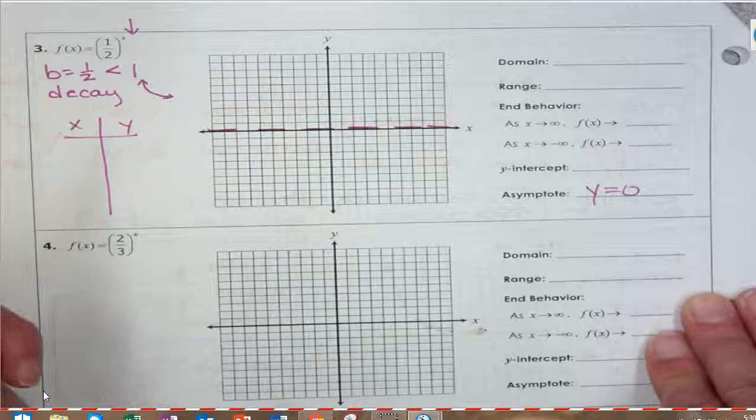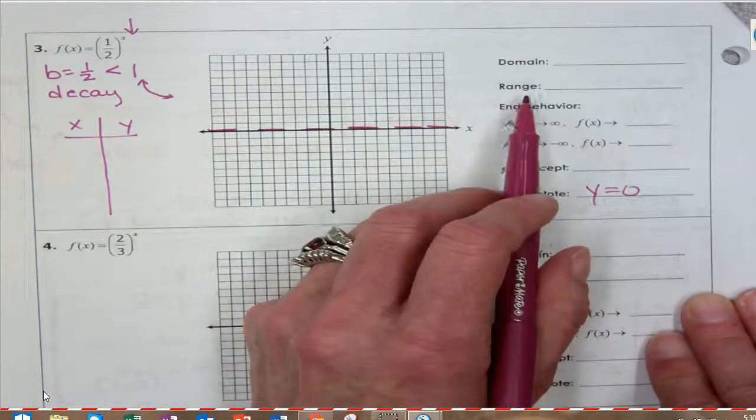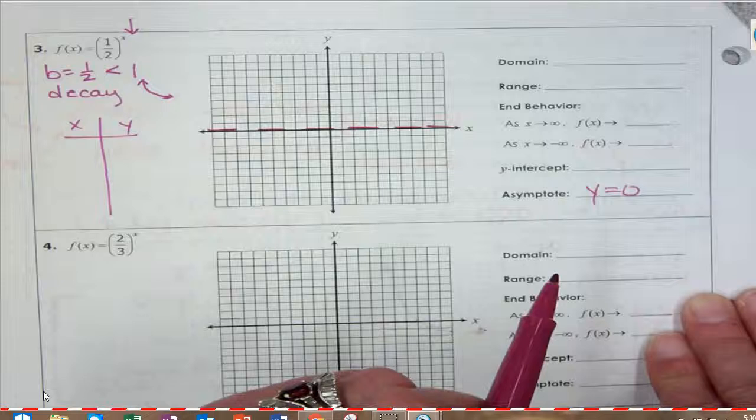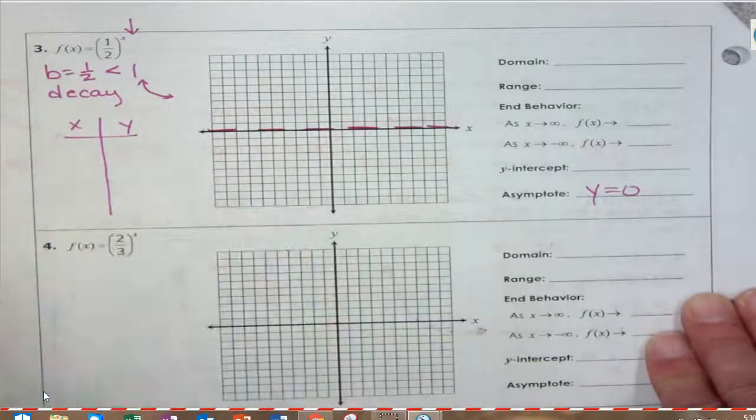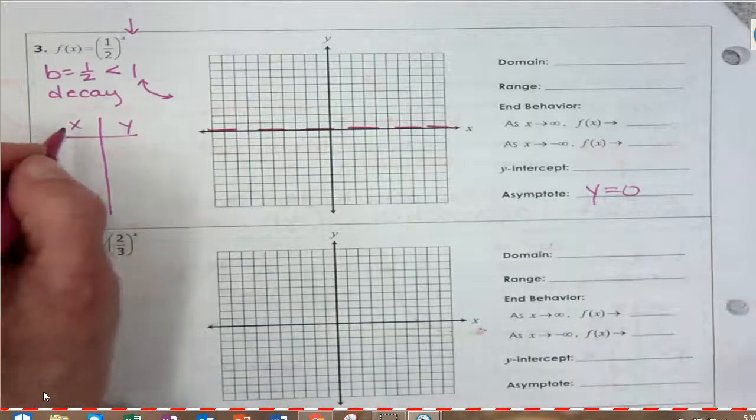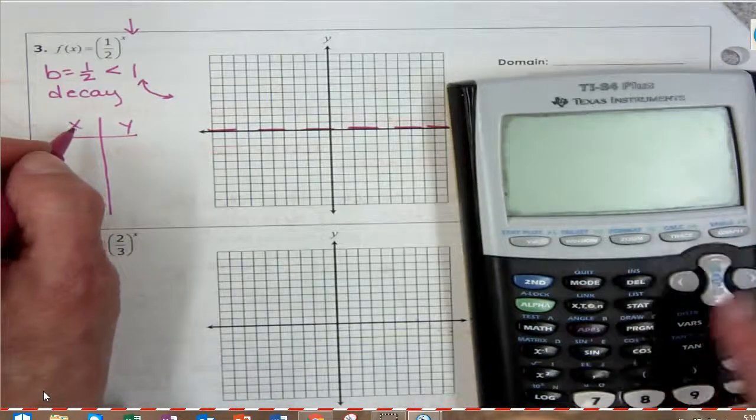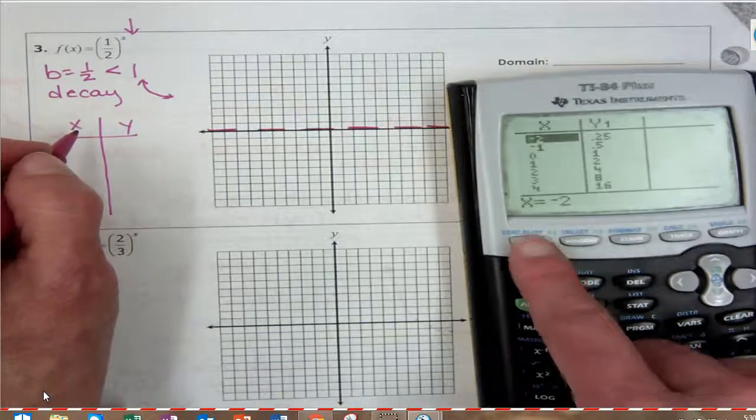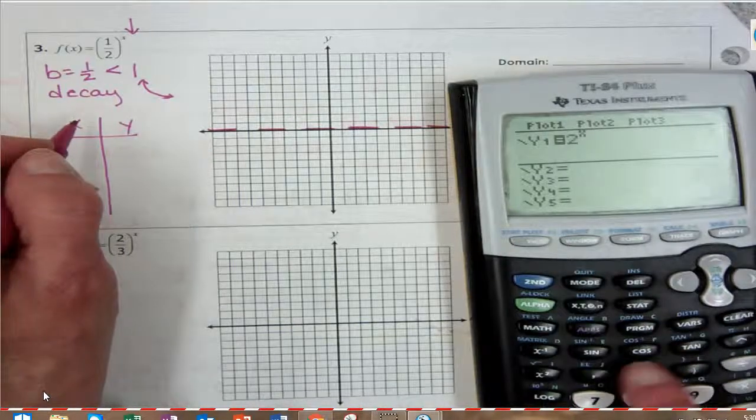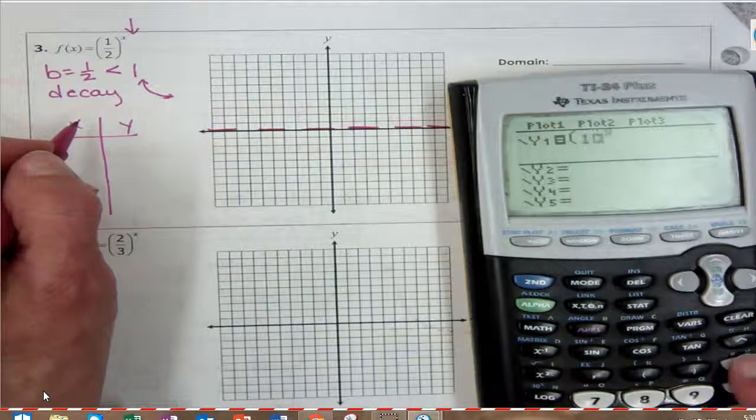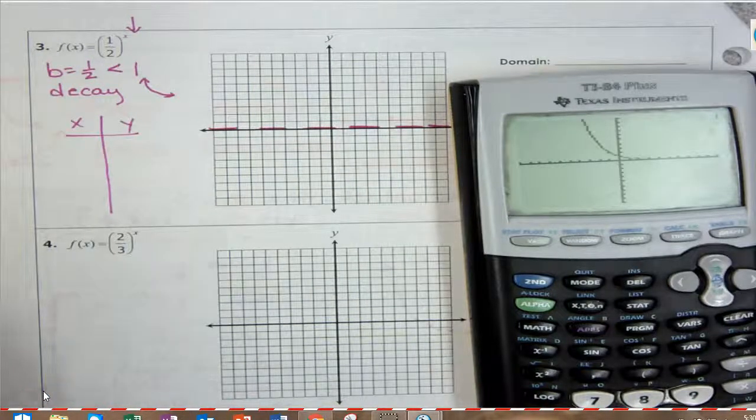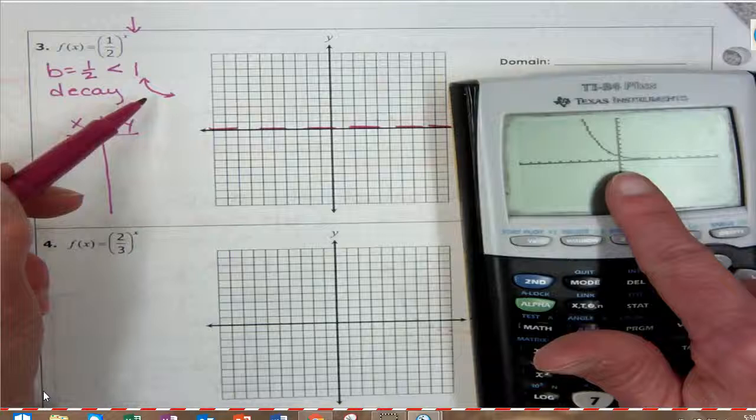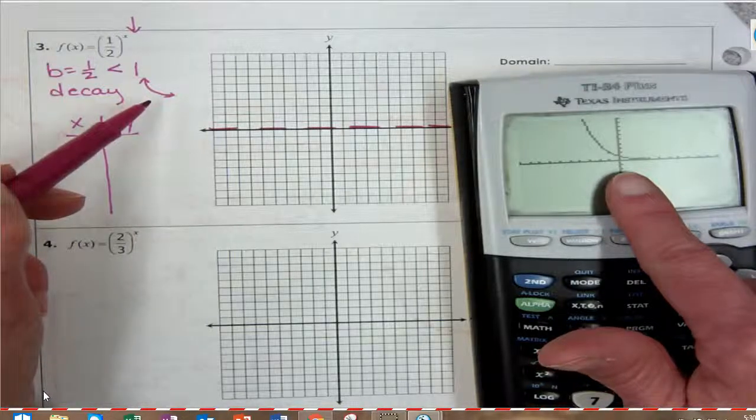And I also know that my range is going to be y either greater than or less than 0. It's not a reflection, so I'm going to guess it's going to be greater than. So I'm going to take my calculator, plug it in. And I'm going to use parentheses, 1 divided by 2, parentheses, to the x power. Graph, what does that look like? And look, I was right. I thought it was going to be a decay, and it is a decay.